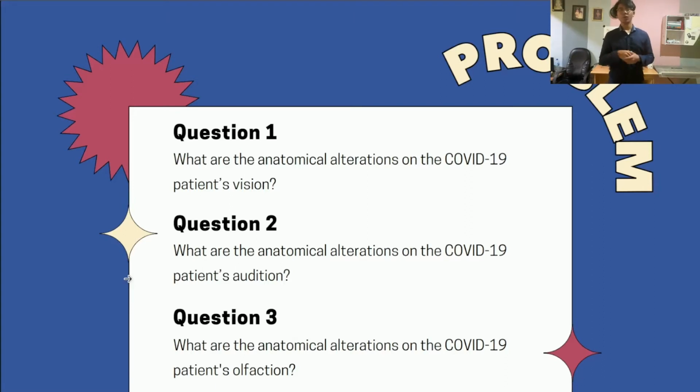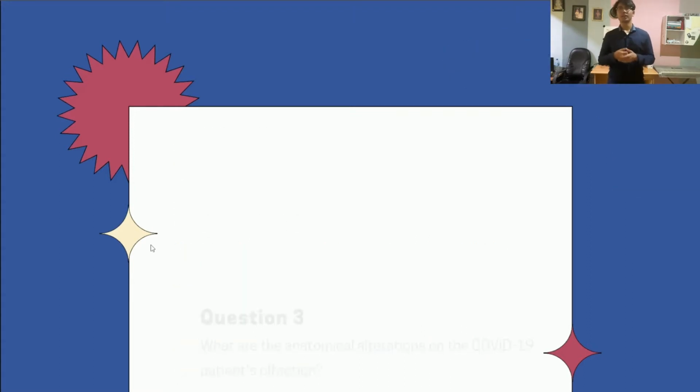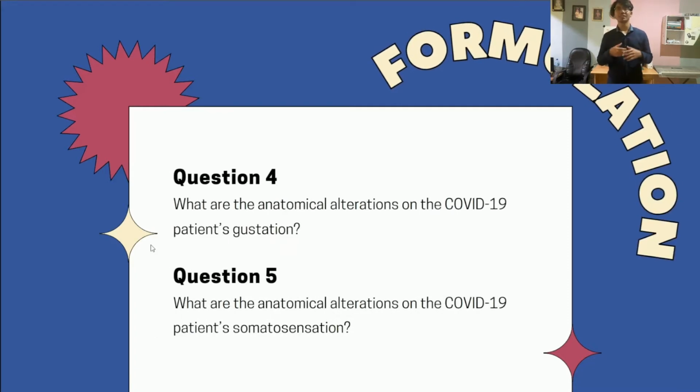The third one is, what are the anatomical alterations on the COVID-19 patient's olfaction? The fourth one is, what are the anatomical alterations on the COVID-19 patient's gustation? And the final one is, what are the anatomical alterations on the COVID-19 patient's somatosensation?